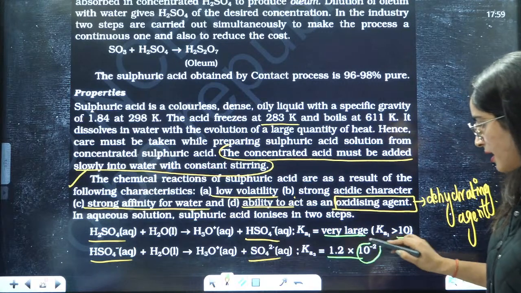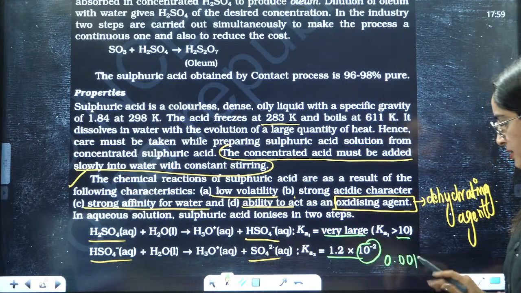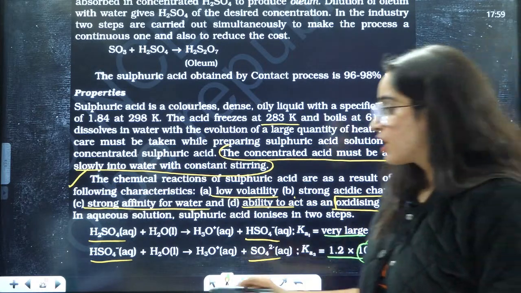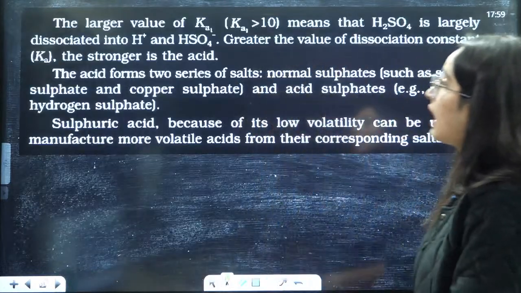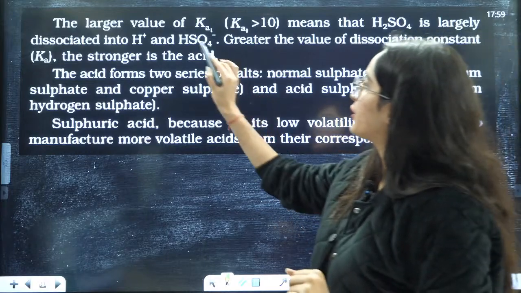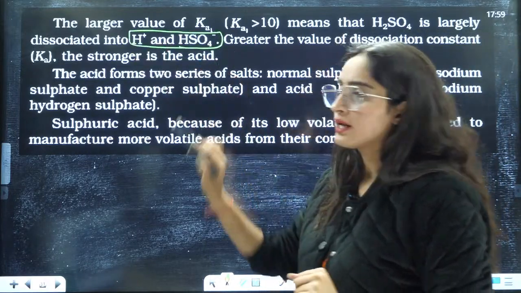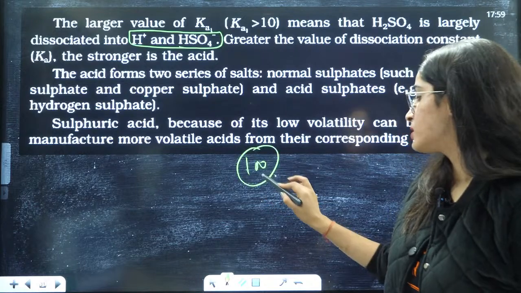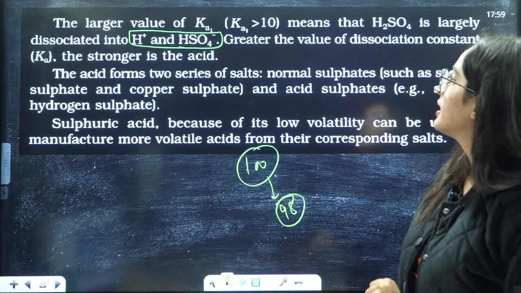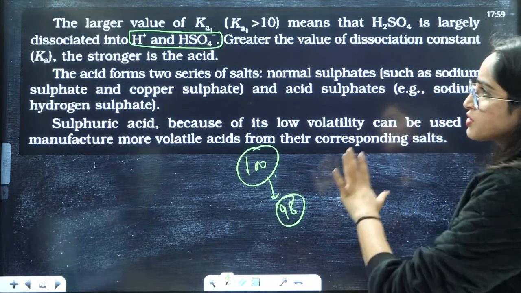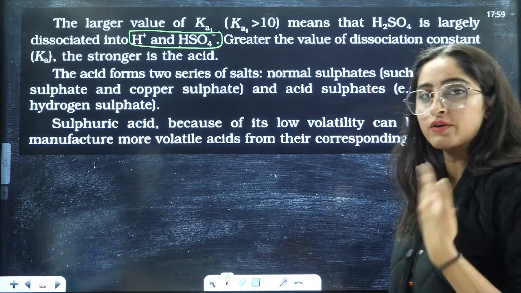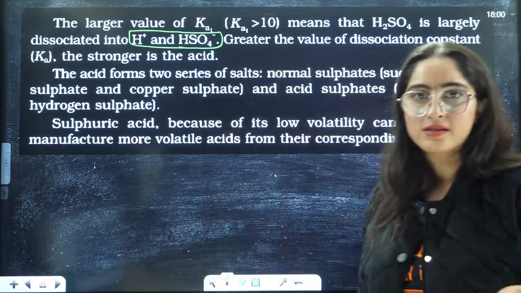But here it is 0.001 something, right? So it means 10 raised to power minus 2. Here it is 10 raised to power 1. So that means Ka1 is very large, right? That H2SO4 is largely dissociated into HSO4- and this one. That means if you have 100 molecules, maybe out of that 98 molecules are dissociated, right? Greater the value of dissociation constant, stronger will be the acid. That means H2SO4 is a very good acid, and we know it is one of the strongest acids, right?